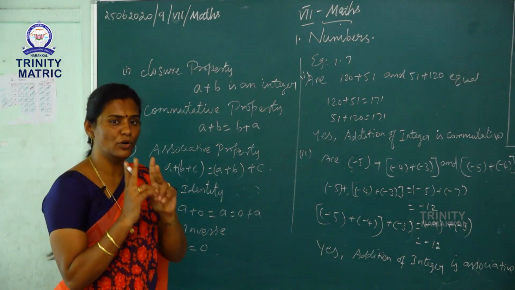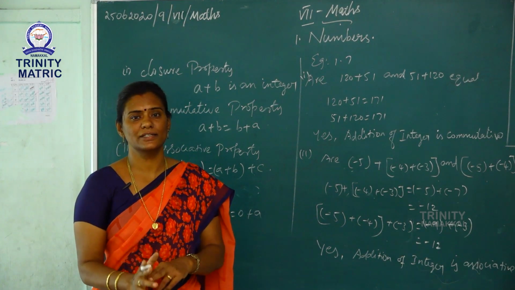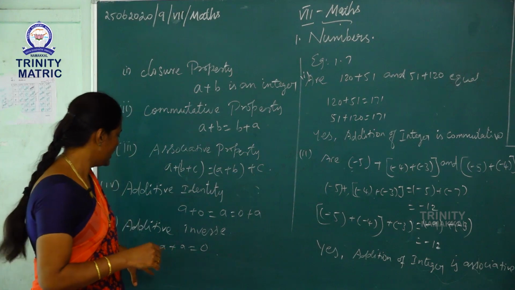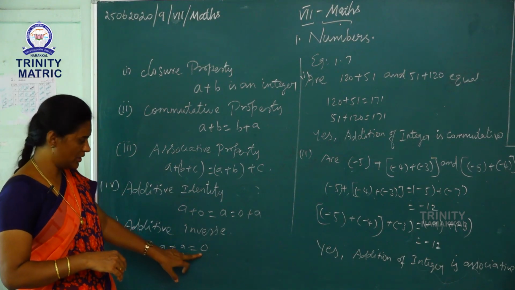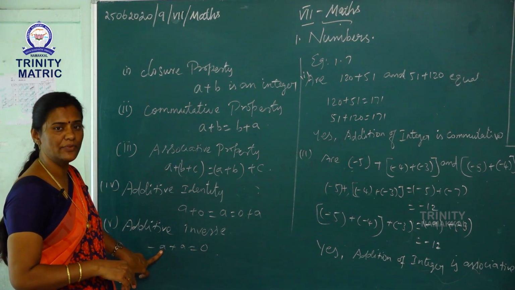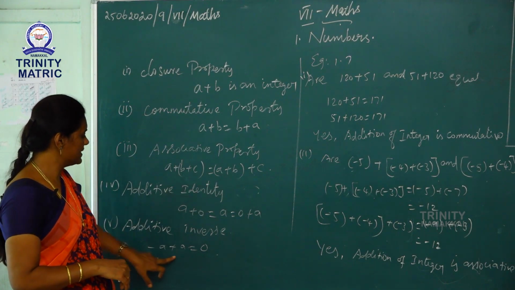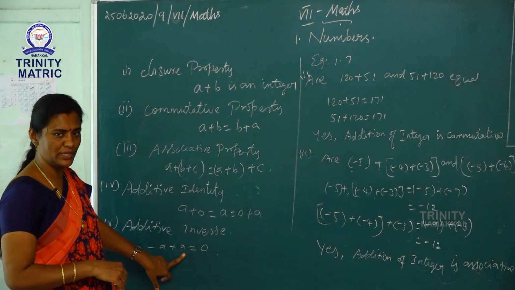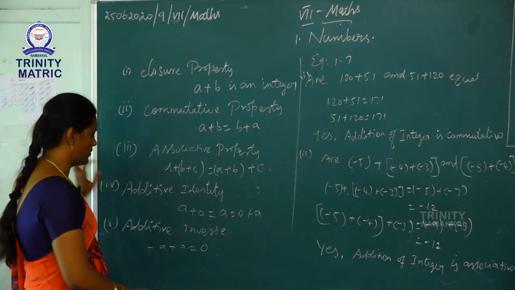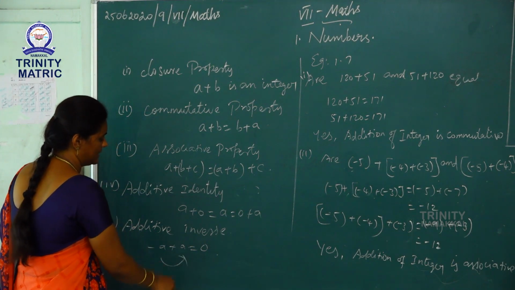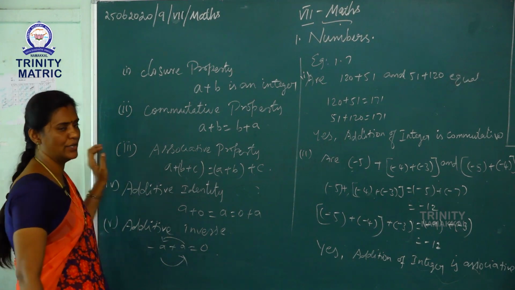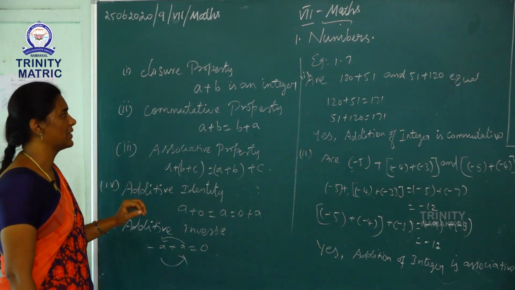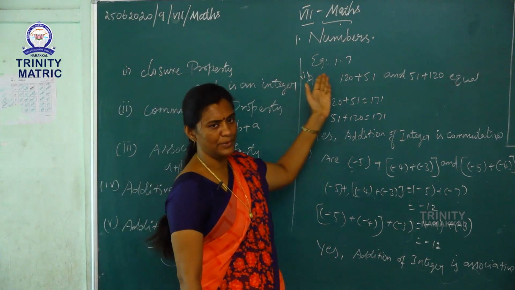When we add two opposite integers, we get the answer 0. When we add two integers and the answer is 0, then the two integers are additive inverses of each other. Here, minus a and plus a, we add these two integers, we get 0. So minus a is the additive inverse of plus a, and plus a is the additive inverse of minus a. Okay, now we move on to examples.